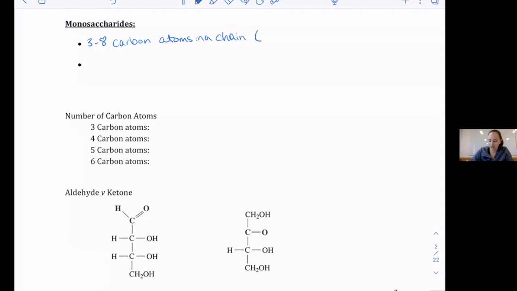So this chain can be linear or cyclic. We'll see, I think it's in section 3, maybe section 2. I think it's 3 though. We'll be learning how to draw the cyclic forms. Right now we're going to stick with linear, but realize that we will get to the cyclic forms soon. And then one of the carbons is going to be a carbonyl group.